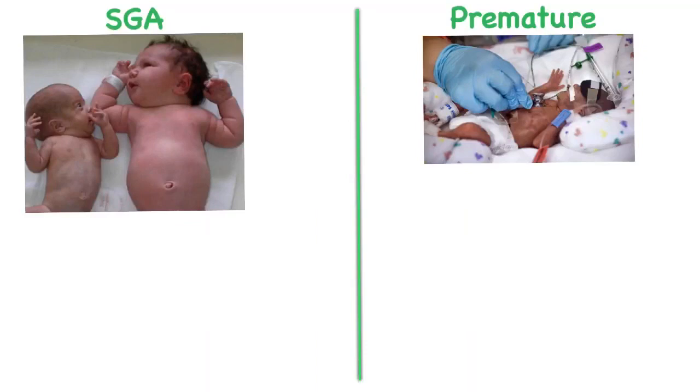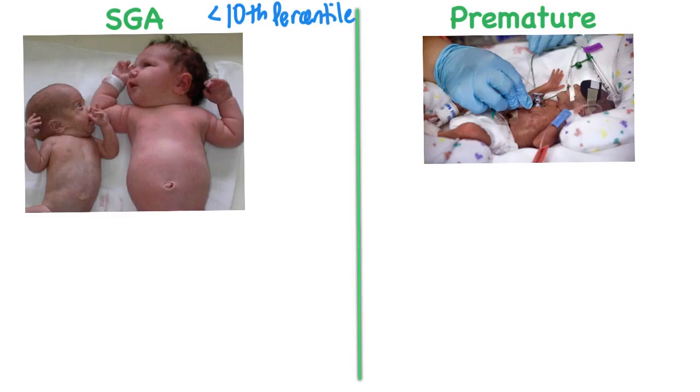On this slide, we'll discuss the SGA baby, or small for gestational age, and the premature infant, both of which would have low birth weights. For a small for gestational age baby, this means that the weight is less than the 10th percentile for gestational age on the little chart that you would plot their weight.